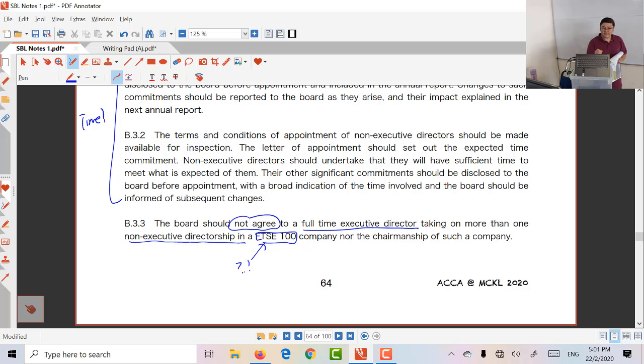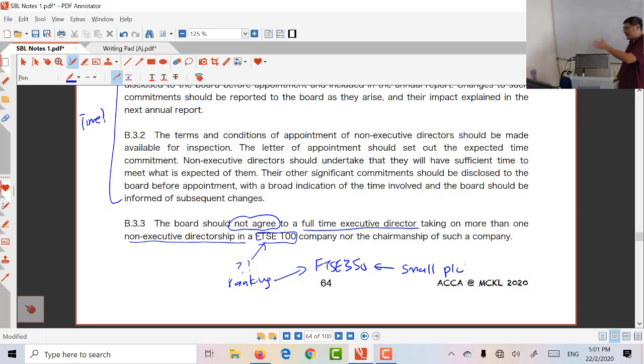What is this? This is basically the way they rank the size of a listed company in the UK. So that's the ranking. Okay, in the UK, if you fall outside FTSE 350, you'll be considered a small PLC. Alright, so if you fall outside this, then you are considered small. What is FTSE 350? That means you are the 350 largest companies in the stock exchange.